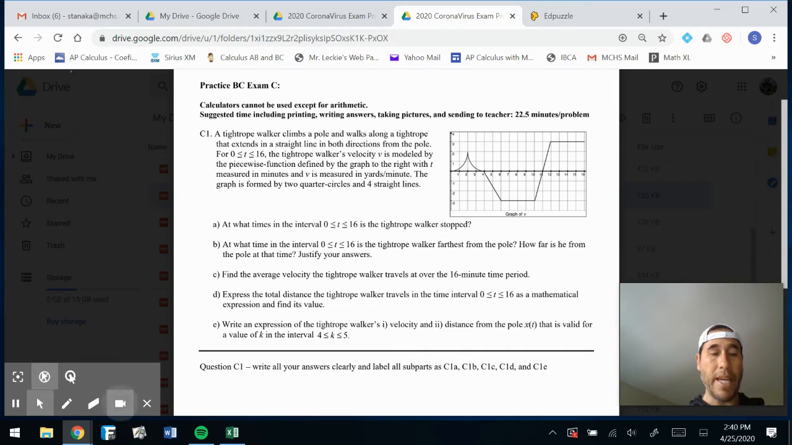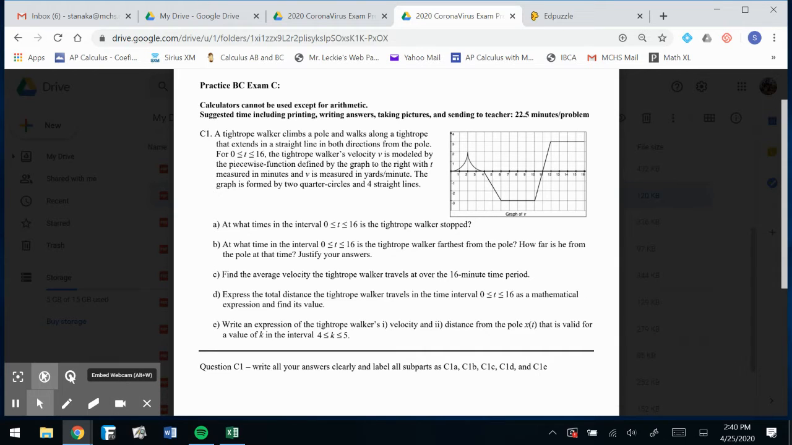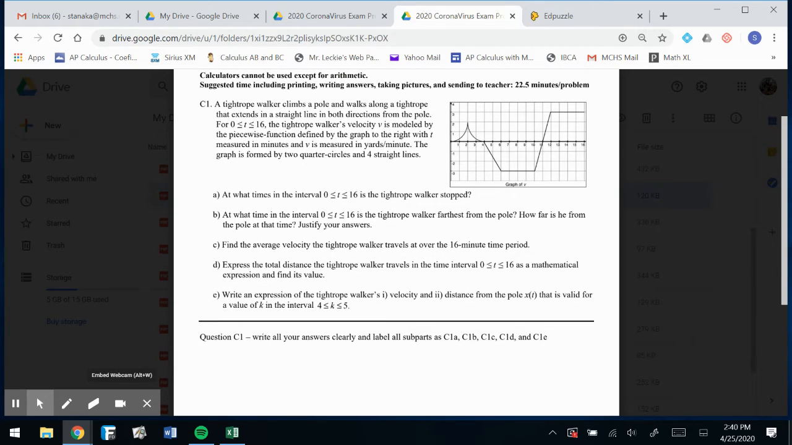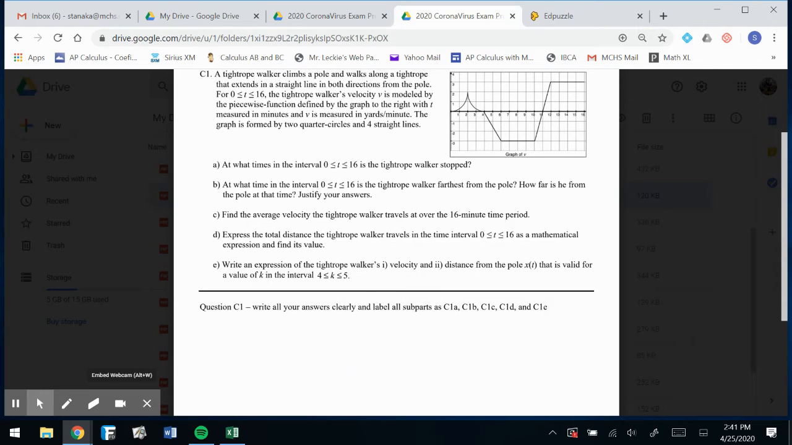All right, I'm going to get rid of my camera and attack this guy full force. So let's go. A tightrope walker climbs a pole and walks along a tightrope that extends in a straight line in both directions. From 0 to 16, the velocity is modeled by the piecewise function that is made up of some quarter circles and 4 straight lines. Part A says, at what time in the interval has the tightrope walker stopped?